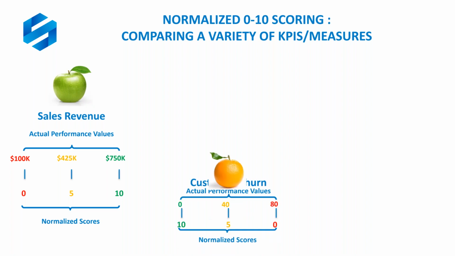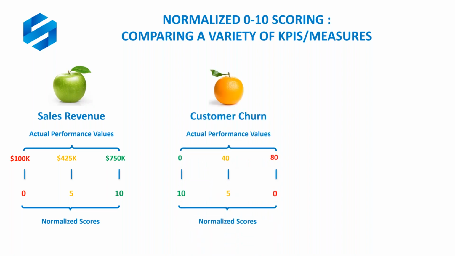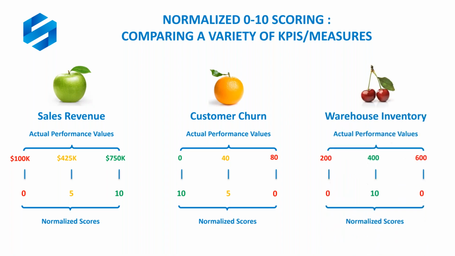Again, back to customer churn, same general idea, except that, of course, in this case, we want very few customers to leave us. So the smaller the number of customers churning or leaving, the better we perceive that to be. Thus, 0 customers leaving is idyllic, and we would give that a normalized score of 10. 80 customers leaving us would be awful. We never want to go there, so that would be our normalized score of 0. And of course, something like 40 hangs out in the middle, and it would get a normalized score of 5.